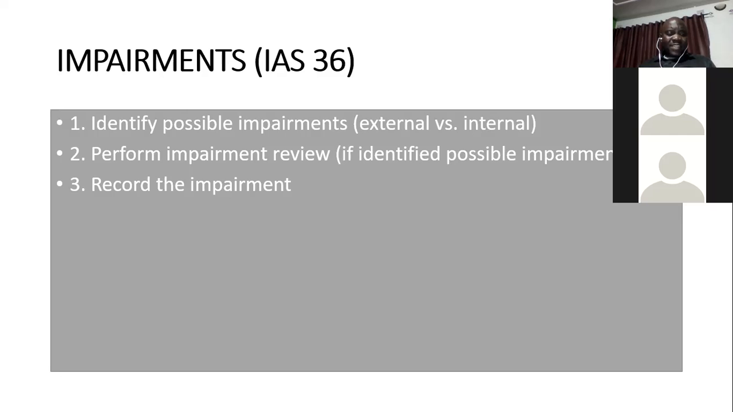Like I did mention, if a company has subsidiaries or any other business, those businesses or subsidiaries will be considered as the CGUs. So these CGUs, the cash generating units, will need at least every year to be tested, to have an impairment review performed.